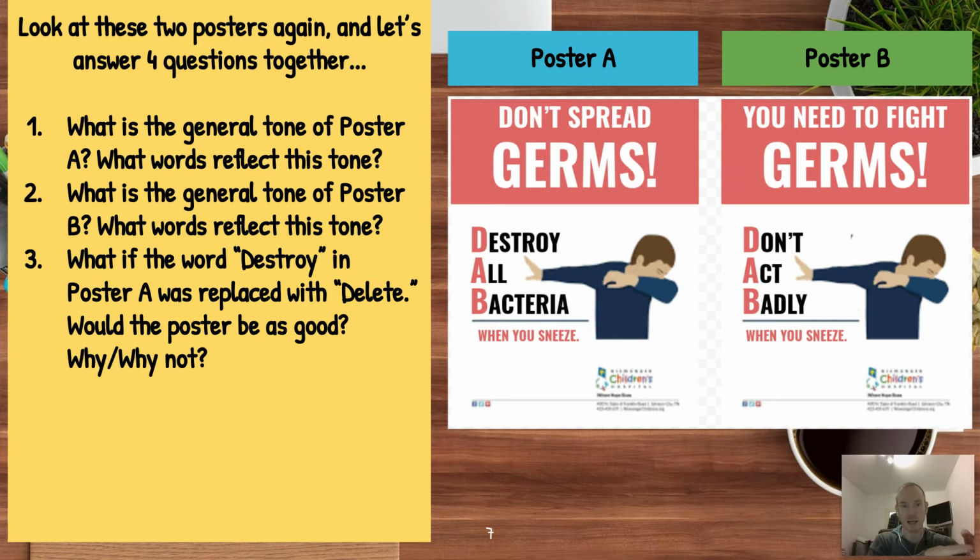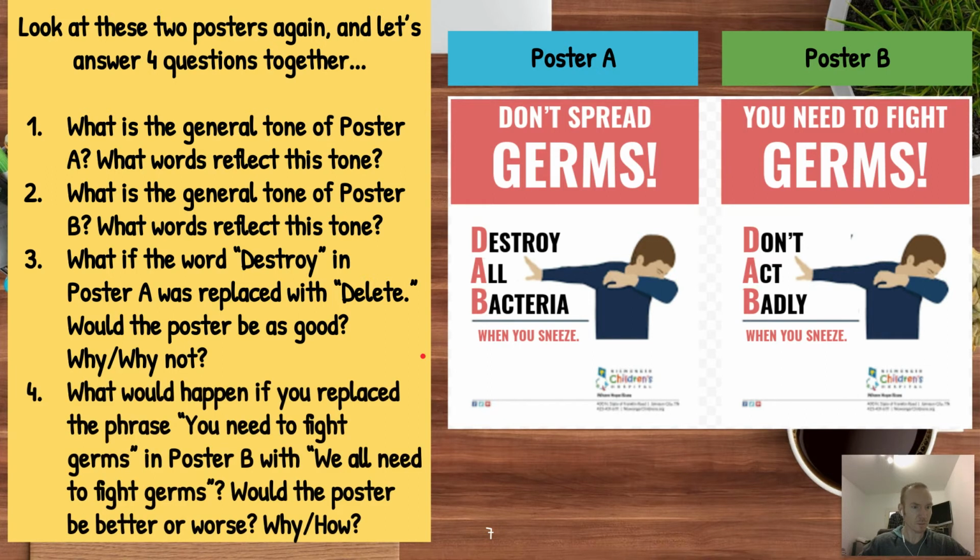So just like we talked about before, the word delete has a specific connotation. We only use it in certain places or in certain parts of our lives. So it would make poster A less effective if I switched out that word, even though destroy and delete are very similar in their denotation. They both mean to get rid of something. And then what would happen if you replace the phrase you need to fight germs with we all need to fight germs? Would the poster be better or worse?